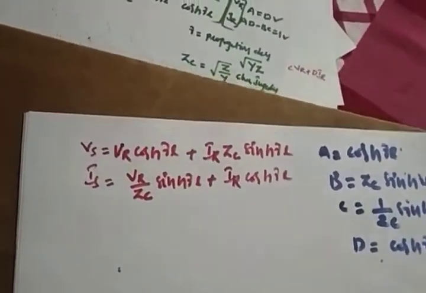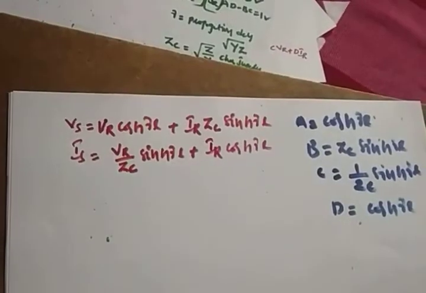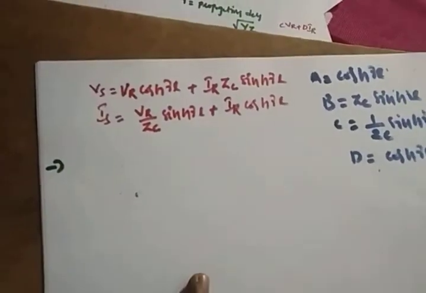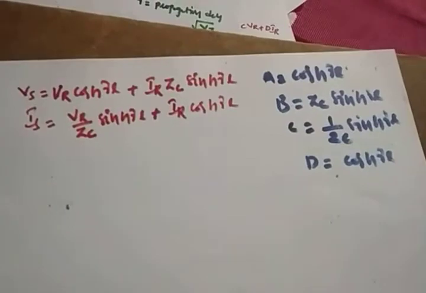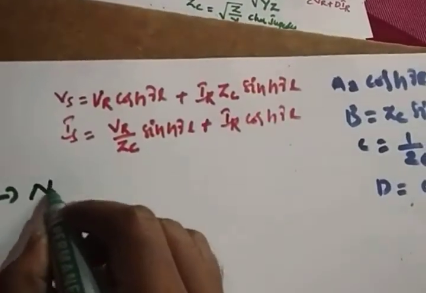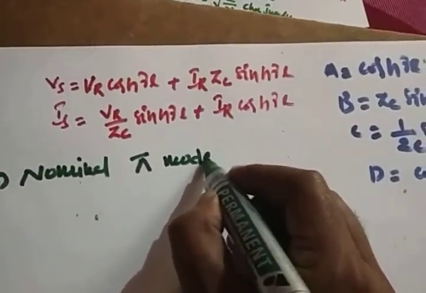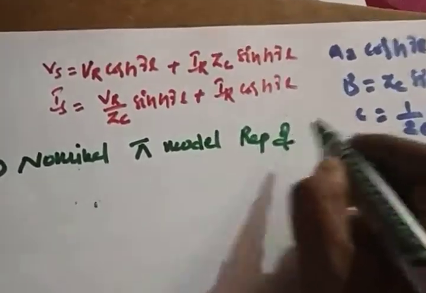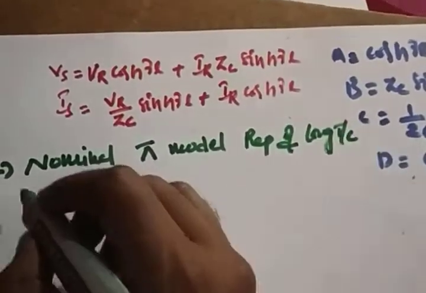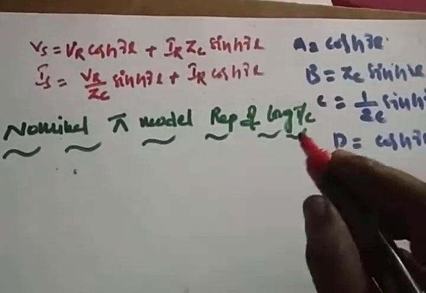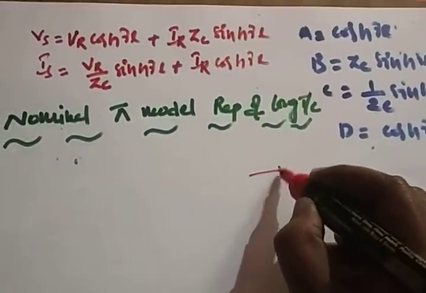Now we will move to the nominal pi model of a long transmission line. Here also, like a medium transmission line, we have the nominal pi representation and the nominal T model representation. First we will discuss the nominal pi model representation of a long transmission line. Similarly, with the help of the medium transmission line, how is the long nominal pi method?